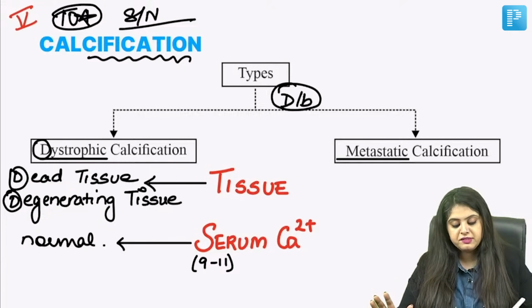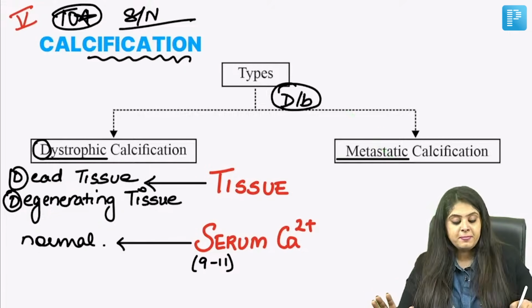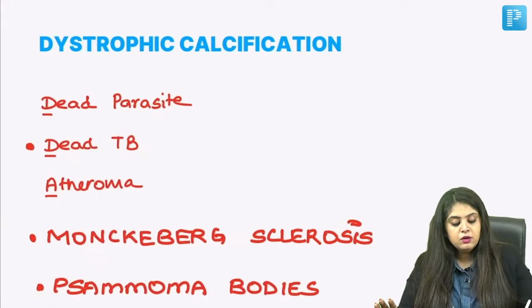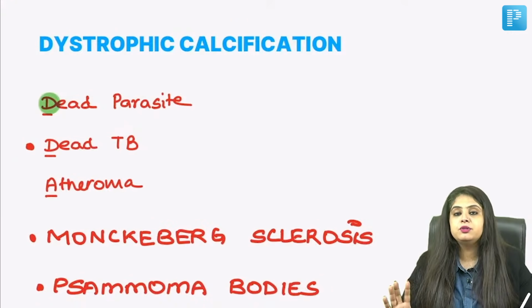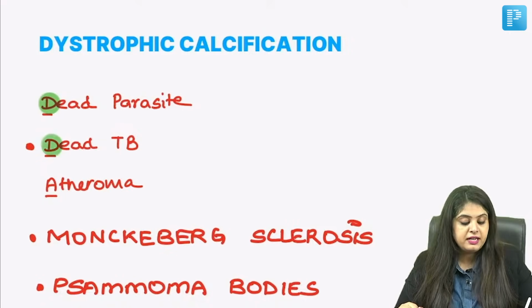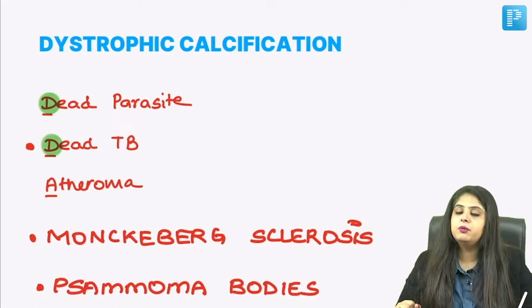Do you want to do some examples? Metastatic I will come to later. So now I see in DDD, dystrophic calcification, either the tissue is dead or the tissue is degenerating. So let us start. What if some dead parasite comes into your body? Parasite comes, it gets killed. Ma'am, if it is dead, anything dead will attract calcium. If a dead TB bacteria comes into your body, anything that is dead, it will attract calcium.